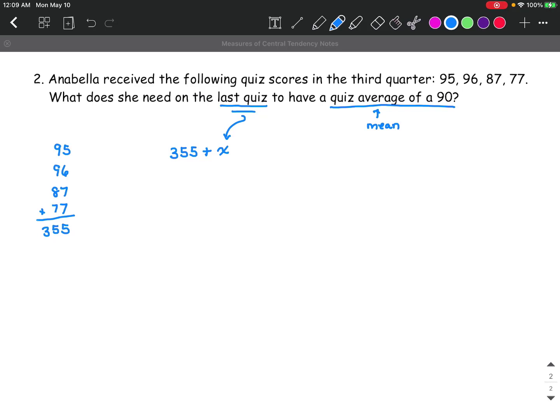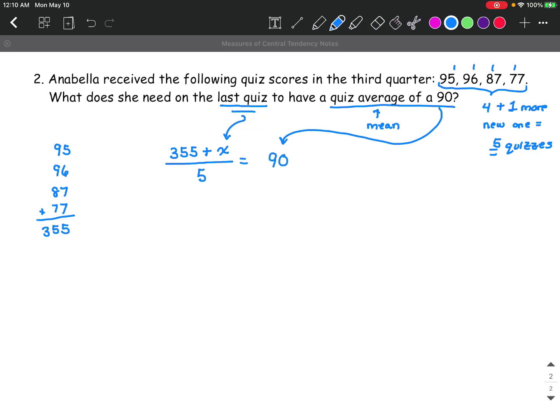Now, when we find an average, we add them all up, so the 355 plus the tests we don't know about. Then we divide by how many tests she took. Now over here, this is 1, 2, 3, 4 tests or quizzes plus one more new one to go. So that's going to give her a total of 5 quizzes. So we're going to divide this by 5, and she wants her average or her mean to be 90. So now we have a little equation that we can solve. We have 355 plus x divided by 5 equals 90.